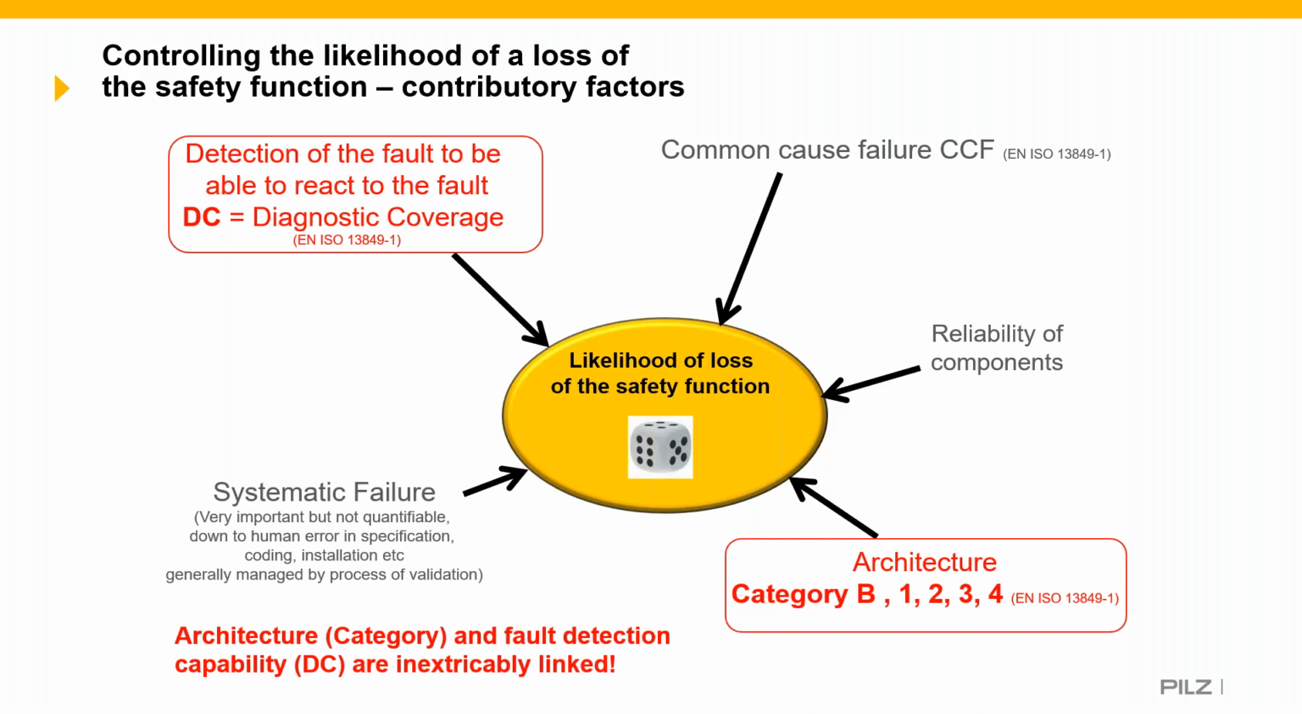It's worth pointing out that the architecture and the fault detection capabilities are linked. The DC comes from the functional safety standard, of which there are many. However, for machinery safety, we look at 13849, and common cause failures, which are failures of different items resulting from a single event, where these failures are not consequences of each other.